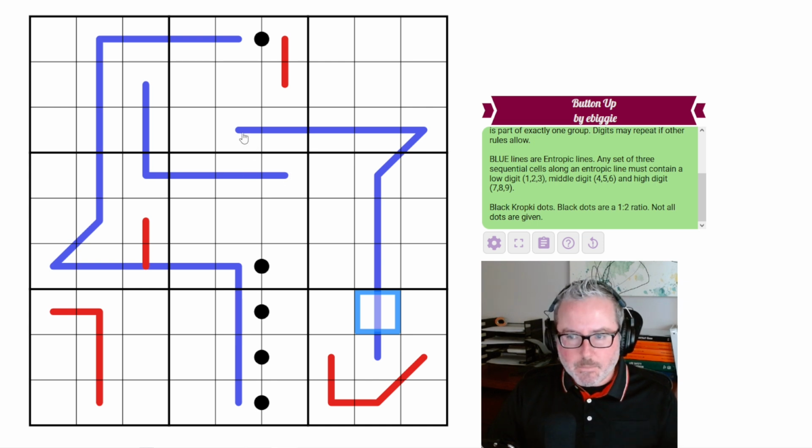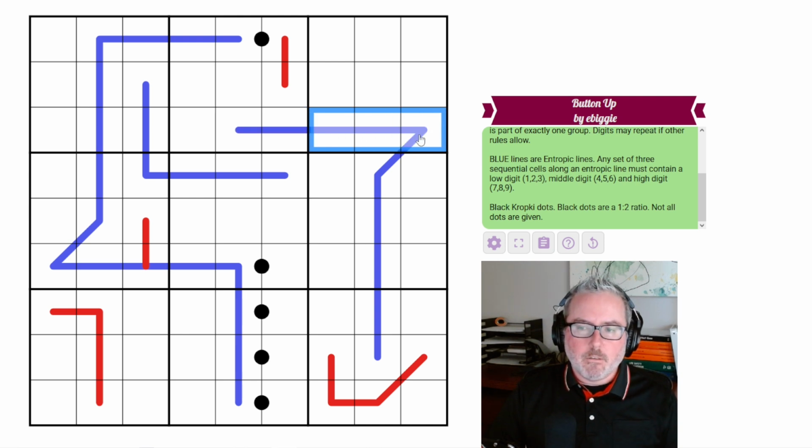And it could be any combination. It doesn't have to be low, middle, high. It could be middle, low, high, and just continue that. So if you were to look at any 3 grouping of digits along that line, those 3 would always have one of each of those 3 sets.